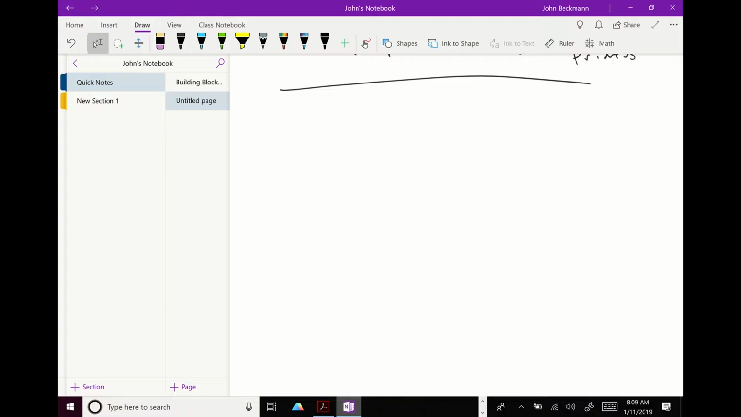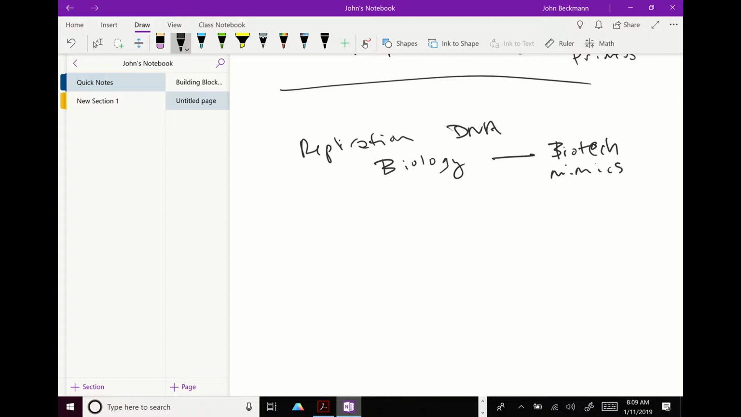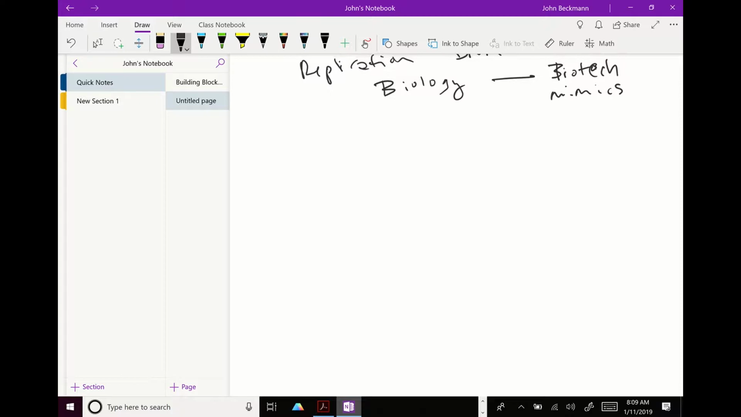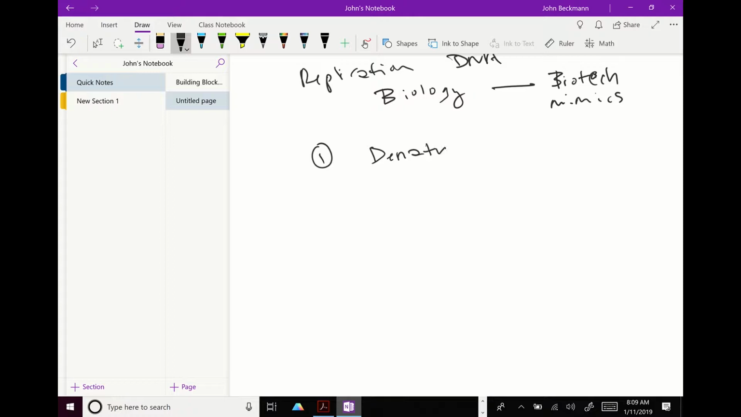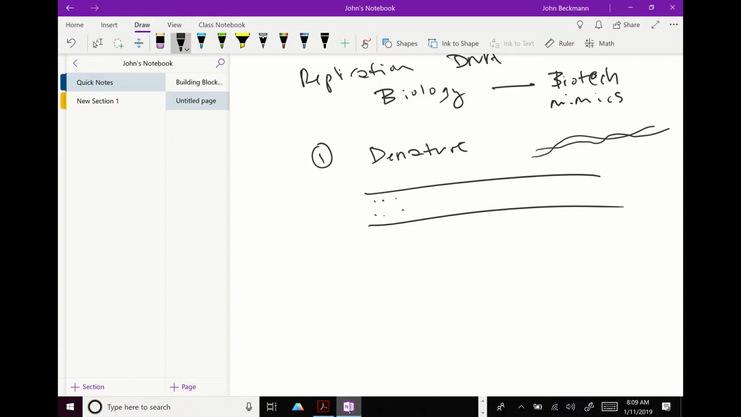Okay. So let's talk about replication of DNA. Because the way that biology does it is the way that biotech mimics. So we just look at how biology does it and we mimic it. Okay, so there are the same steps in replication of DNA that there are in PCR. So the first step is denature. Okay, so if you have a strand of DNA, in the cell it would be wrapped in the double helix.